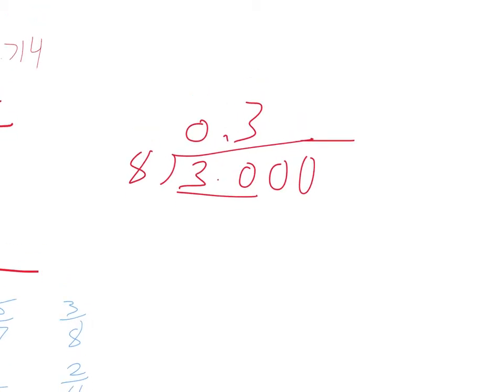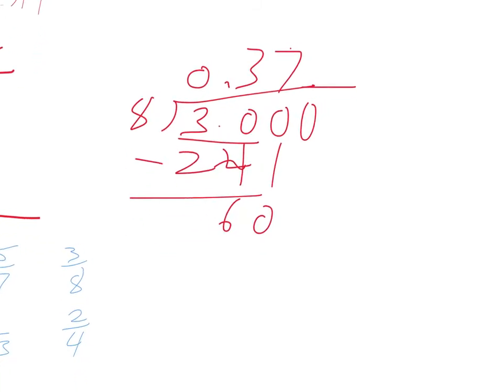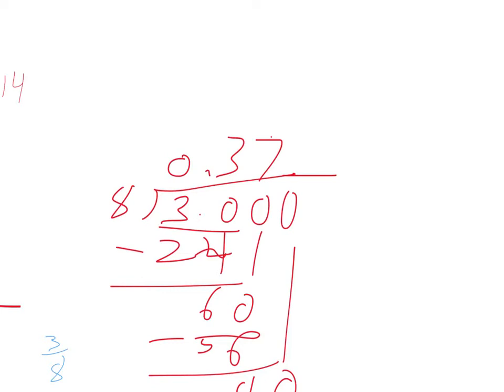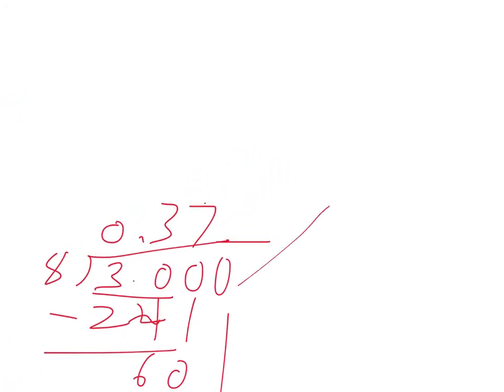3 times 8 is 24. 30 minus 24 is 6. Bring down the 0. 8 goes into 60 7 times. 7 times 8 is 56. 60 minus 56 is 4. Bring down the 0, that's 40. 8 is going to go into 40 5 times. Oops. Oh, sorry about that.